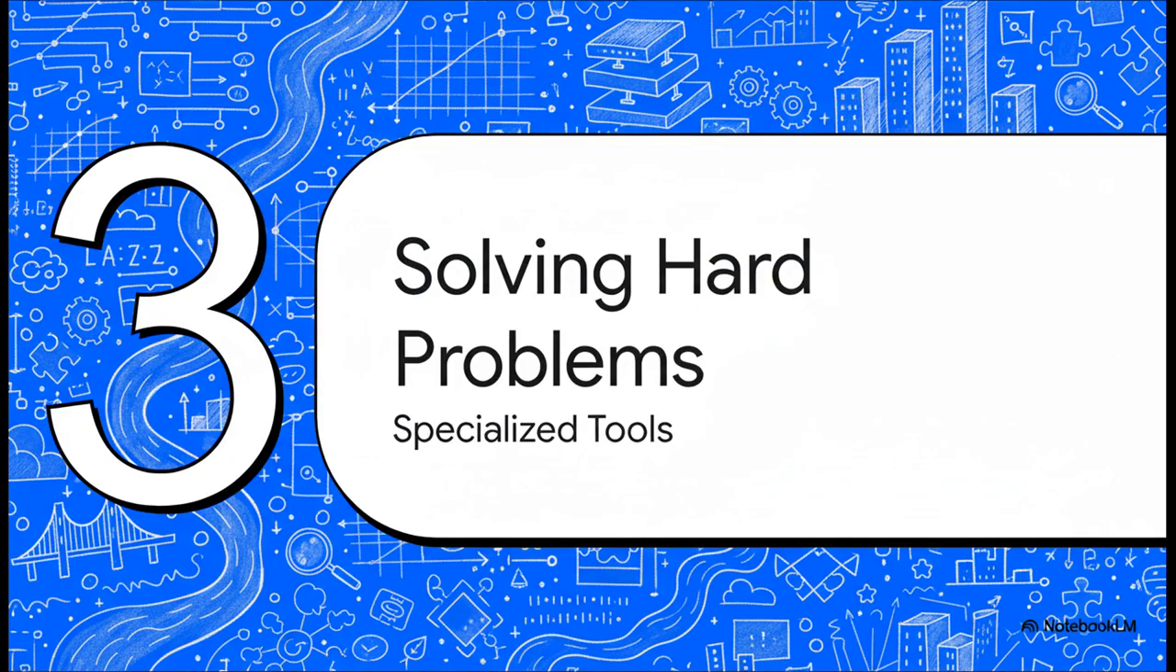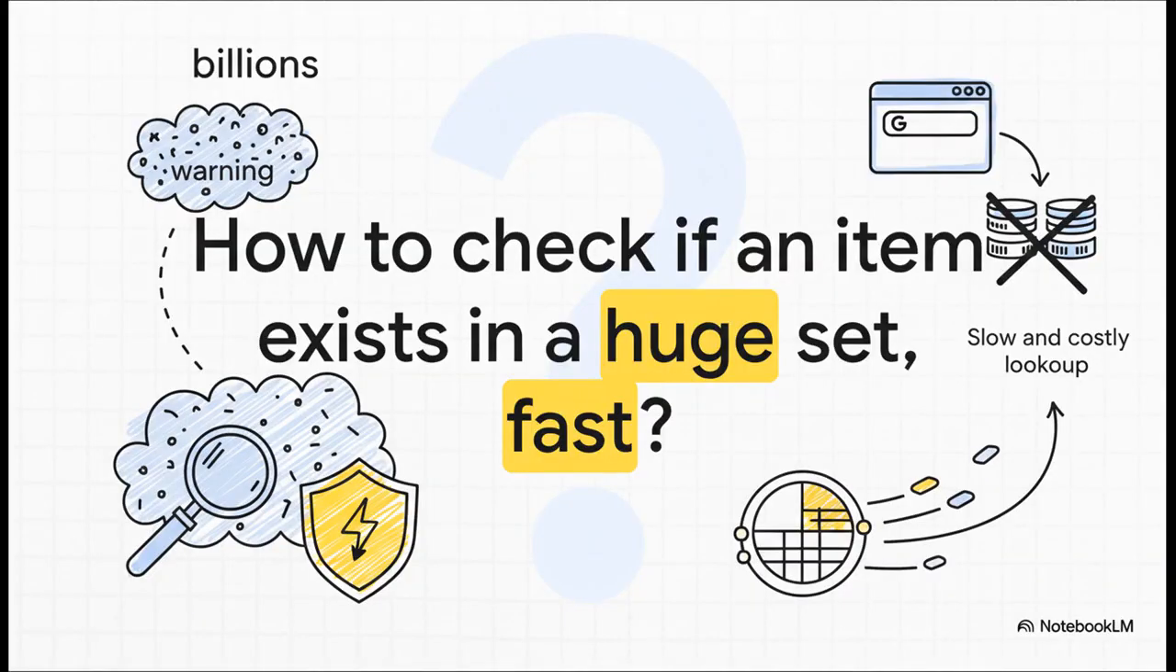So now that we've got the fundamentals down, let's look at a couple of specialized structures that engineers use to solve some really complex, really big problems. So picture this. A service like Google wants to warn you if you're about to visit a malicious website. How can they check if you've seen one specific URL before out of literally billions of possibilities without doing a slow, expensive database search every single time?